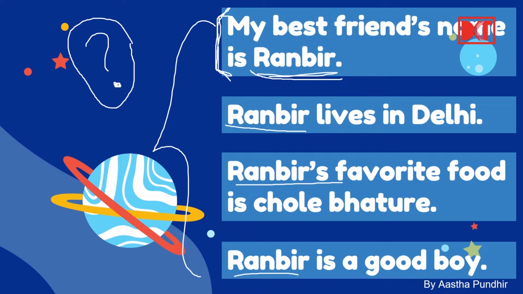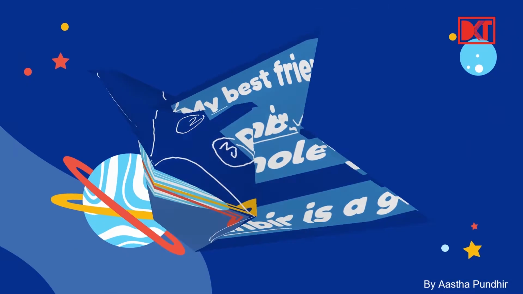Yes, the answer is Ranveer. I say my best friend's name is Ranveer for the first time. Then I say Ranveer lives in Delhi, second time. Then I say Ranveer's favorite food is chole bhature. Then I say Ranveer is a good boy. So you see, in 4 sentences, I am saying Ranveer 4 times. However, can this be written as, we'll see that on the next slide.